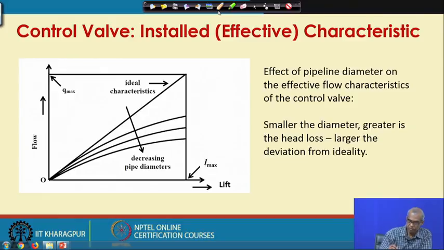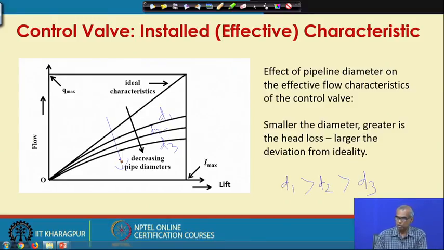So, here the diameter of the pipe is d1, here the diameter of the pipe is d2 and here the diameter of the pipe is d3. As the pipe diameter decreases, that means d1 is greater than d2, which is greater than d3, the deviation happens in this direction, because smaller diameter pipe will cause greater head loss and there will be larger deviation from ideality, which is this.